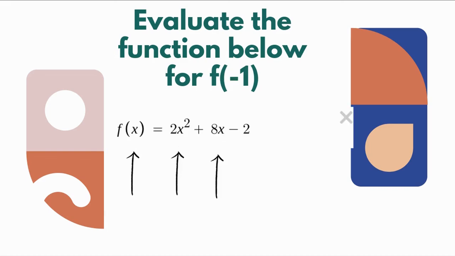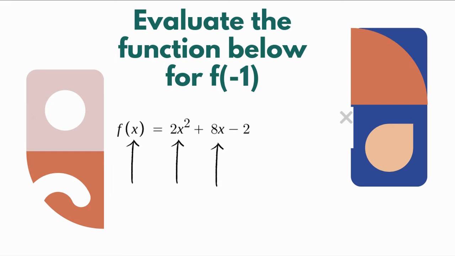Sometimes we are asked to evaluate a function when we are given an equation. And in this case, we have our best friend Desmos that's really helpful for us. So this example says, evaluate the function below for f of -1. That means I'm going to take -1 and input it anywhere I see x in this function. So I will replace x with -1 three times in this function.